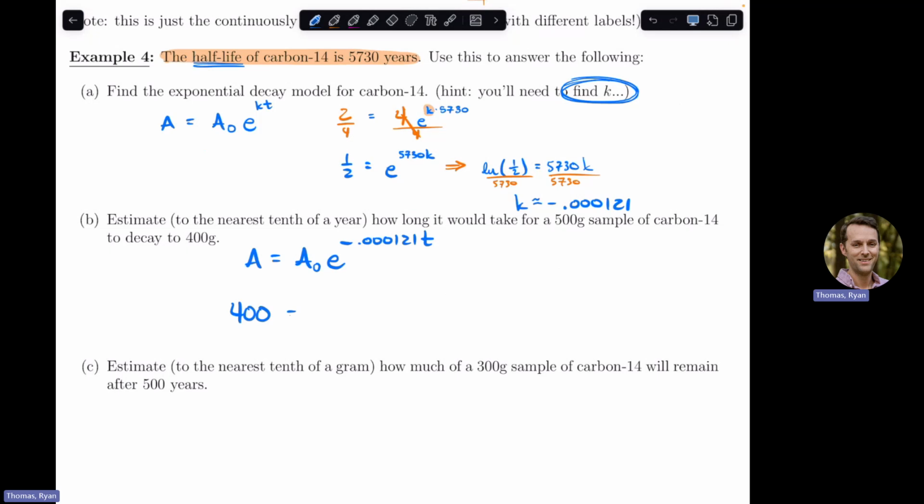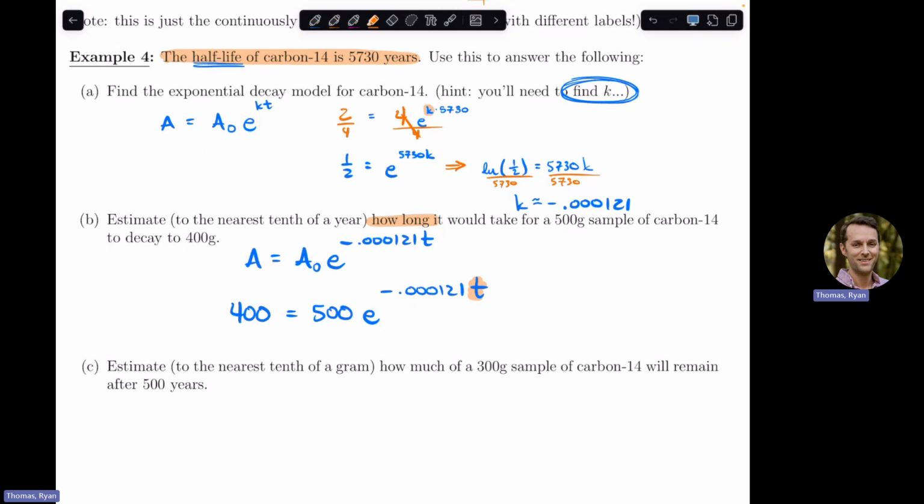400 equals 500 e to the negative 0.000121 t. The question was how long, so I know that I don't know t yet, right? I'm expecting to need to find t. You solve that for t. What's solving that going to look like? Exactly like what we just did, right? Divide by 500, take a log, divide the thing over, get t.